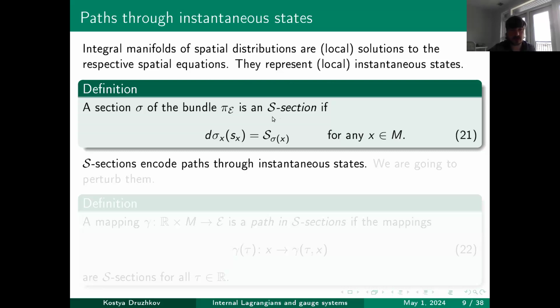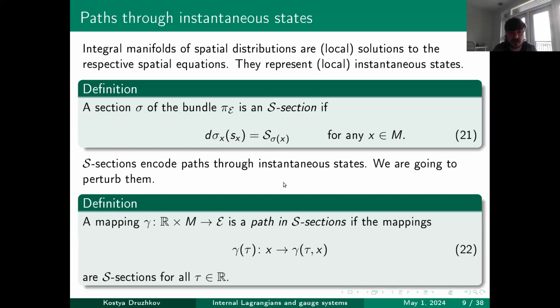So let's define S-sections. A section of the bundle pi epsilon is an S-section, where S is a spatial distribution in epsilon on its total space, if formula 21 holds for any point of the base. Here we have something that reminds one of the condition of a section being covariantly constant. We have the requirement that the differential of our section sigma at a point x sends the corresponding plane on the base to the spatial plane, the corresponding plane of the spatial distribution.